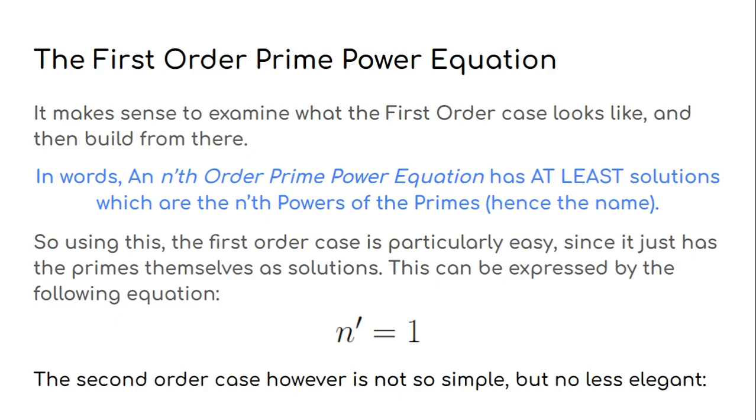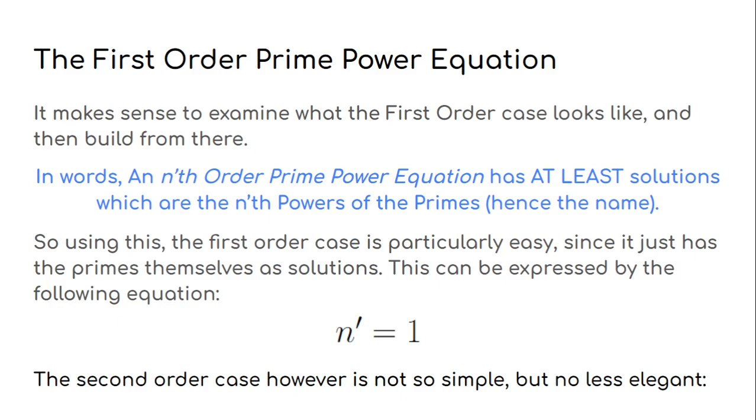It will make sense to define the more general nth order prime power equation and then recover the first and second degree cases. Now, the nth order prime power equation is an equation in our arithmetic derivative such that the nth prime powers are solutions. So, the first order case is an equation where the primes are solutions, and our second order case is an equation where the primes squared are solutions. From this, it's fairly trivial to see that the first order prime power equation is simply n prime equals 1, since this is the case only when n is prime.